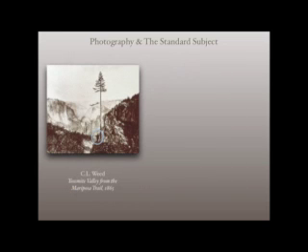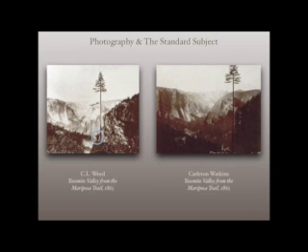Here's another one that's a little stranger to talk about. This is a photograph by a lesser-known photographer named C.L. Weed, 1865, Yosemite Valley from the Mariposa Trail. And then here's Carlton Watkins, Yosemite Valley from the Mariposa Trail, 1865, same year.